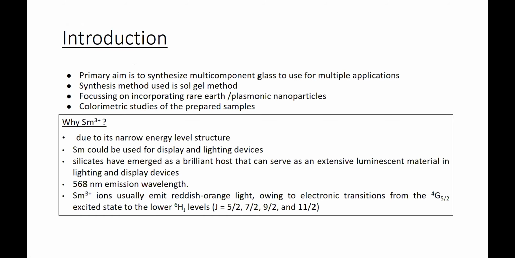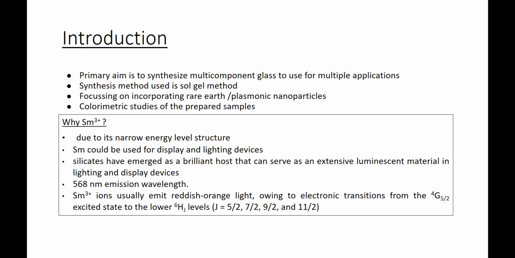As an introduction, my primary aim is to synthesize a multi-component glass to use for multiple applications. The synthesis method uses a non-hydrolytic sol-gel method, and we are focusing on incorporating rare earth as well as plasmonic nanoparticles, and colorimetric studies of the prepared samples will follow. The rare earth ion that we use is samarium. Why samarium? It has a very narrow energy level structure, and samarium could be used for display and lighting devices as well as for optical applications.